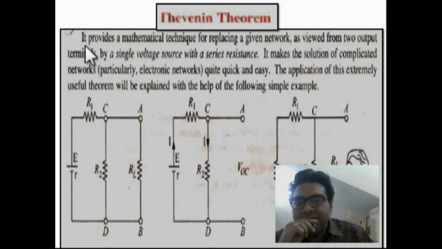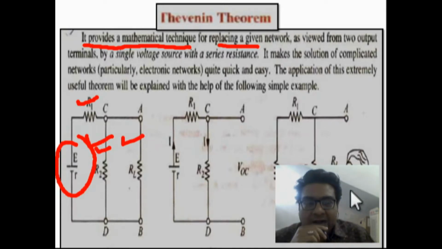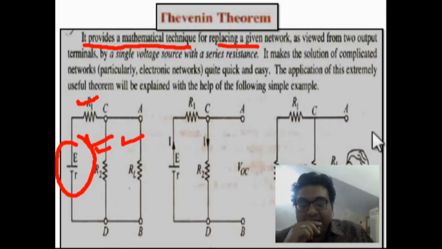Here you can see it provides a mathematical technique for replacing a given network. This is the given network, as you can see over here, it is already given. This is the DC voltage source, and the internal resistance of that source is given, small r, and then various resistances are connected in the circuit like R1 and R2. Between the two points A and B there is a load resistance connected, that is RL. You can see clearly on your screen. So guys, this is the circuit.